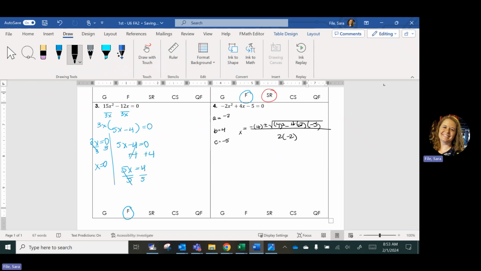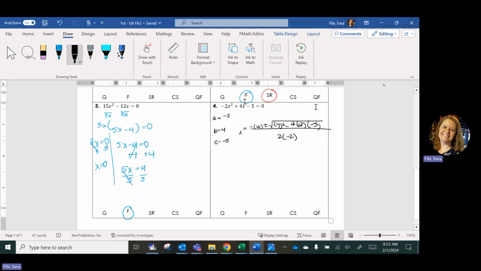All right, to simplify, we're going to take that negative b out in front. It's going to stay negative because b was not negative to begin with, so now it is. So we've got -4 plus or minus the square root.